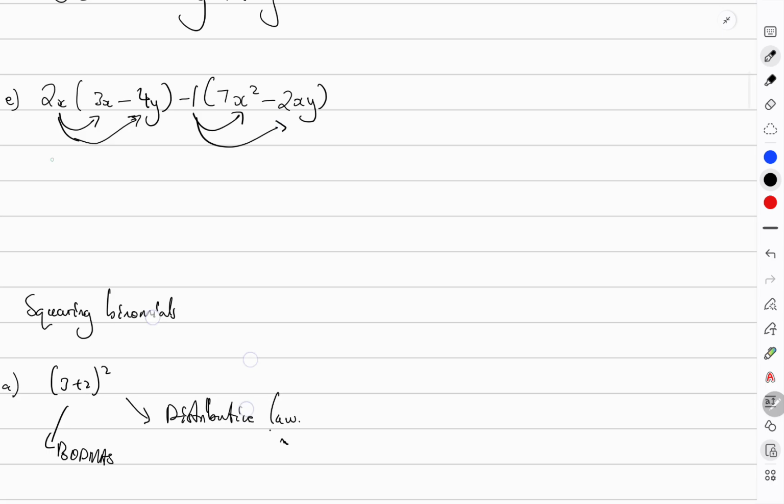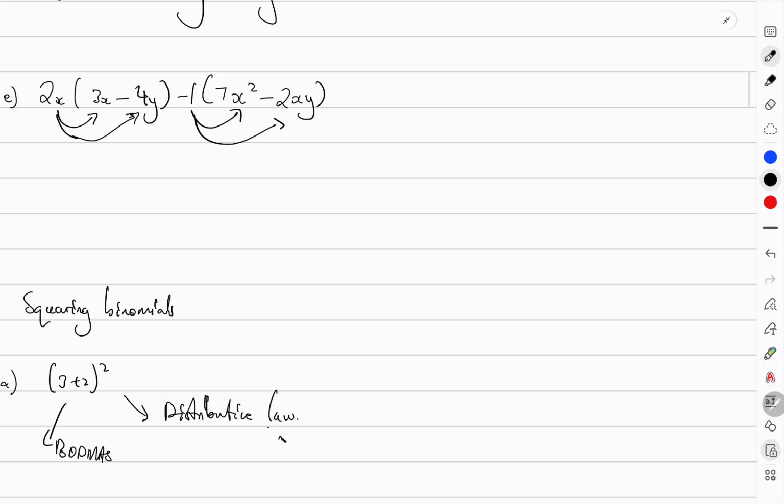So it means I'm going to have, what is 2x multiplied by 3x? I'm going to have 6x squared, right? What is 2x multiplied by negative 4y? I'll have negative 8xy. What is negative 1 multiplied by positive 7x? I'll have negative 7x squared and positive 2xy. Therefore, I'm going to look if I have like terms.